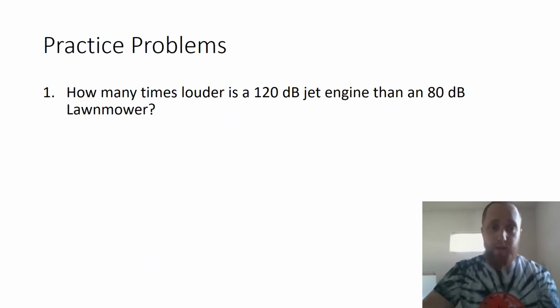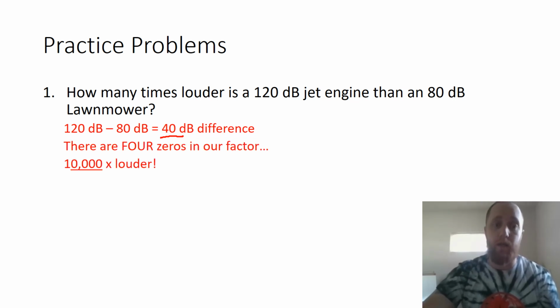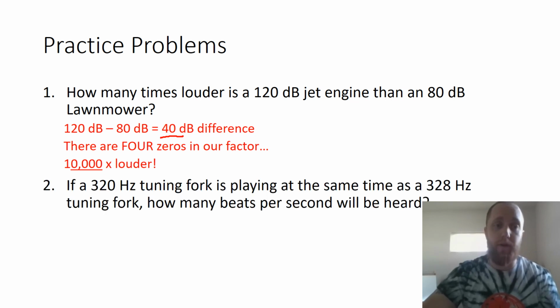So those practice problems again, this should lead right in with assignment 1. In fact, these are the first 4 on assignment 1. How many times louder would a 120 decibel jet engine be than a lawnmower? So hit pause, take a moment, try and figure it out. Remember that it's the difference between the two of them. You've got a 40 decibel difference between them, and so that 4 told you exactly how many zeros there should be, and it's going to be 10,000 times louder. That's my little shortcut for the whole thing.